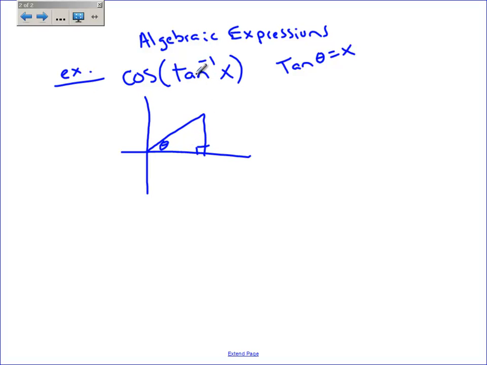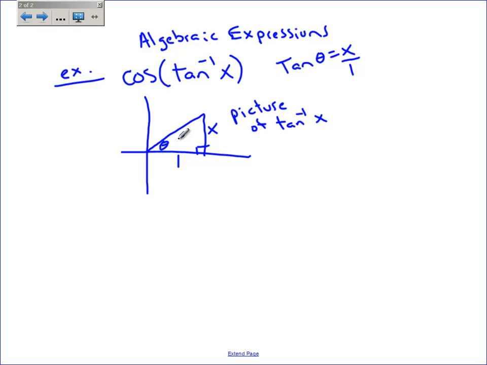The arctan is x, or the arctan of x. So the arctan is the angle. We need to think about this as x over 1. And for tangent, the two sides are opposite and adjacent. So if I put an x on the opposite and a 1 on the adjacent, I can use the Pythagorean theorem to find the hypotenuse. So what you have here is like a picture of the angle whose tangent is x, or the picture of arctan of x.